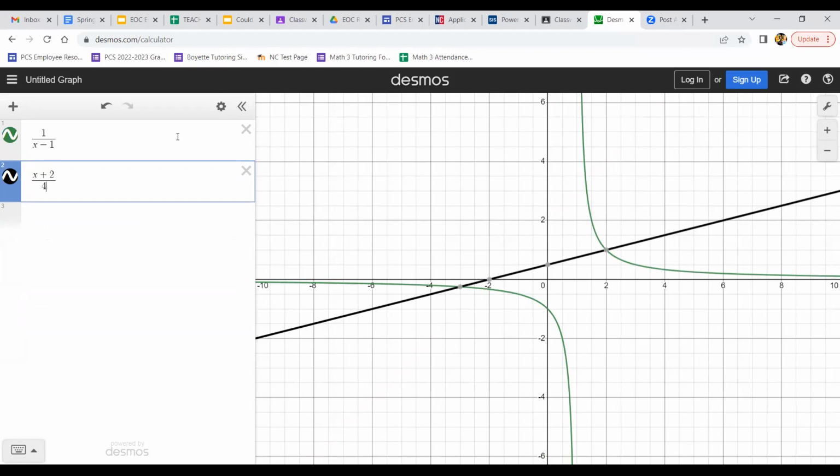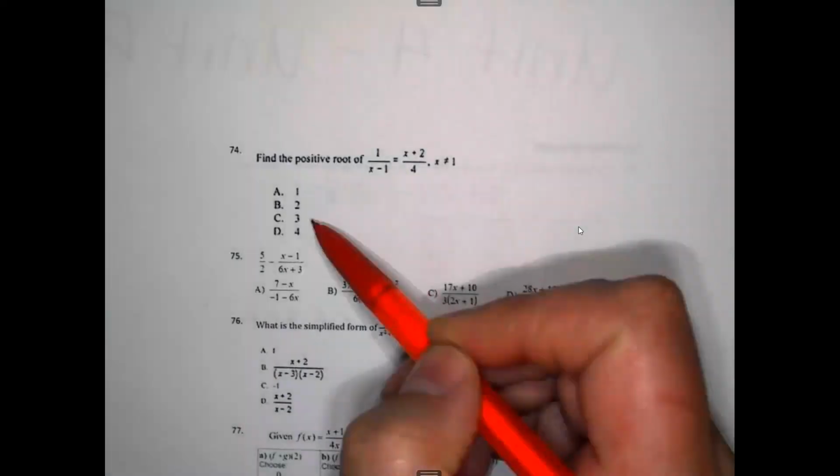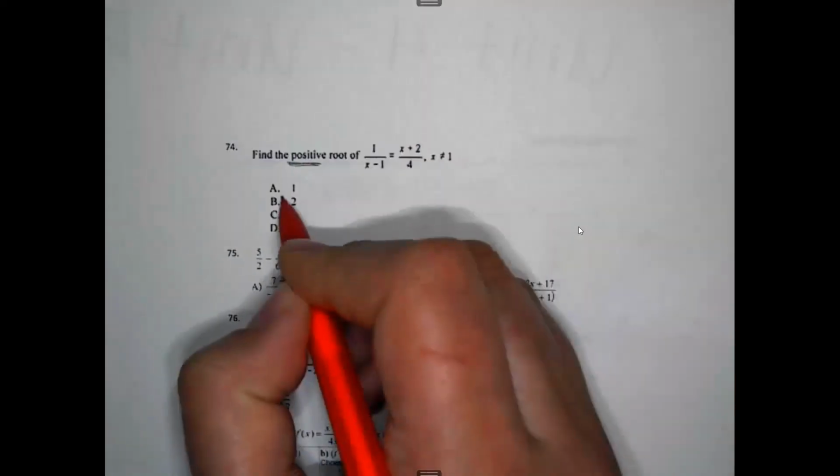So we have two answers here. Can somebody tell me for 74 what the two answers are? Perfect. So we got 2 over here and we got -3 over there. And if you look at the multiple choice, we only have one option. So which answer are we going to use? 2, because it says to use the positive answer. So -3 is the negative answer, +2 is the positive answer.